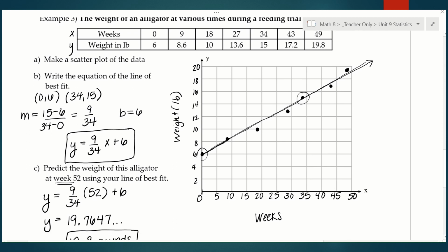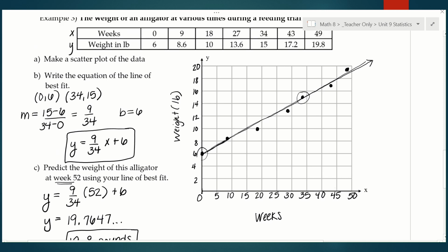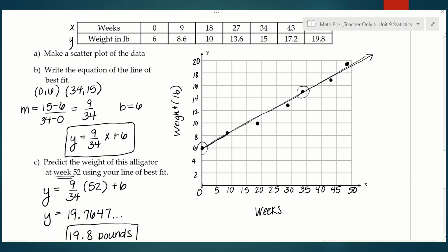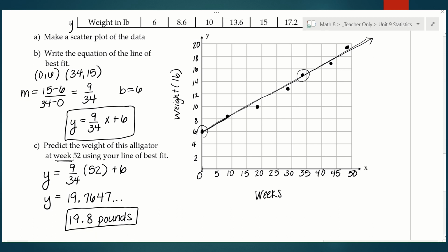And interestingly enough, I'm just looking to see, does that make sense? What's very interesting about this is on the scatter plot at week 49, it says that the weight of the alligator is 19.8 pounds. But remember, because our line didn't go through that point, our prediction is a little bit off. That can happen, but it's so close, 49 weeks and 52 weeks. That's 3 weeks apart. So it's so close that it is okay. I'm glad that happened so you guys could see that.